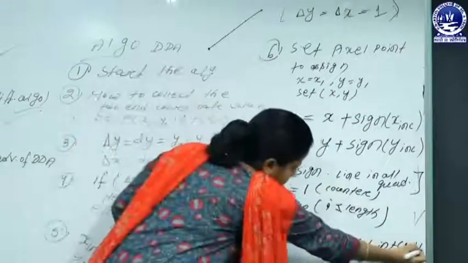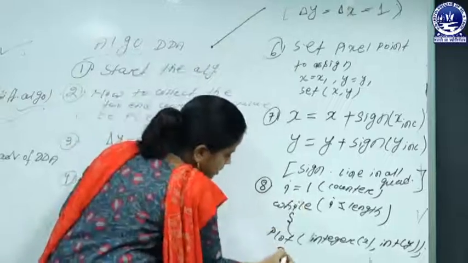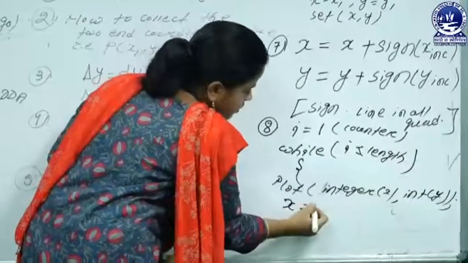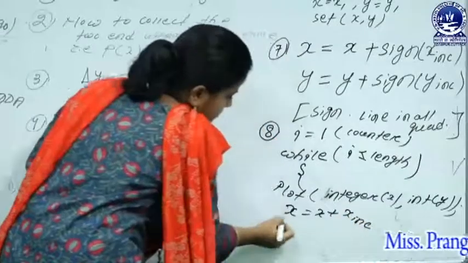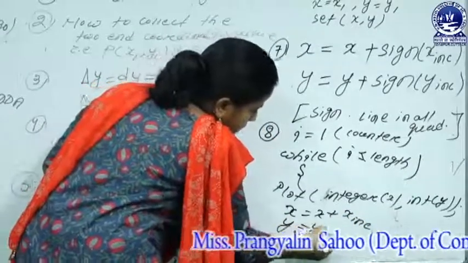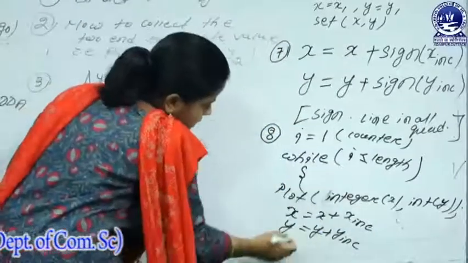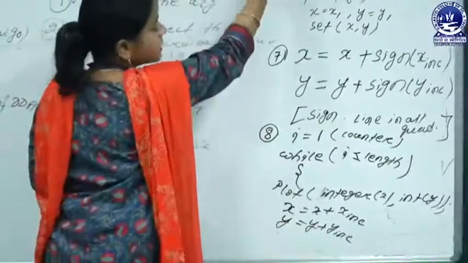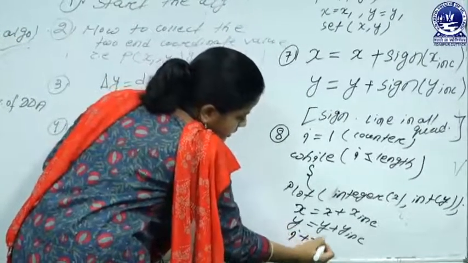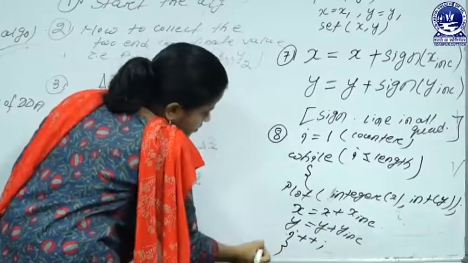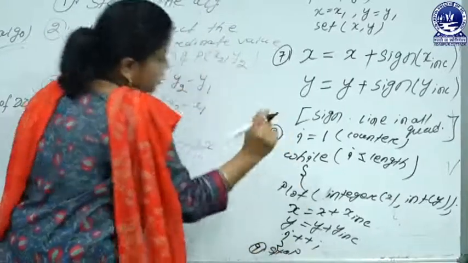Then after that, again find the next intermediate pixel points using the formula x equal to x plus x incremental and y equal to y plus y incremental value. It is executed step by step until the length is reached. So here the counter is incremented, that's I plus plus. After that, the last step, the algorithm is stopped.